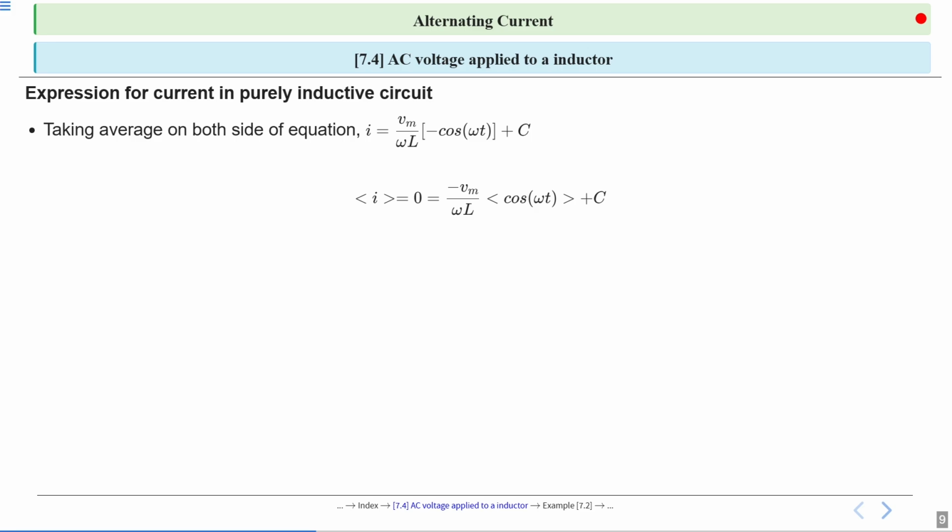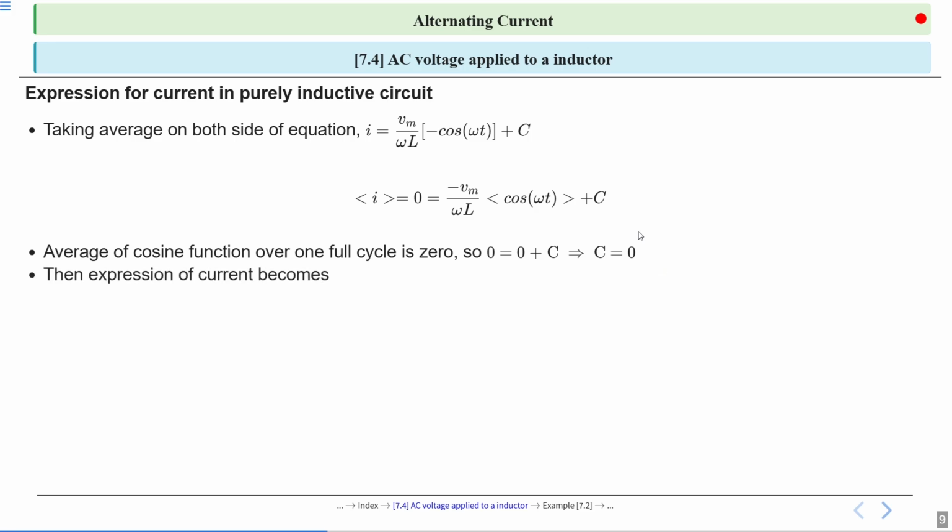Okay, so the average of cos omega t, the average of the cosine function over one full complete cycle, is 0. So the average current is 0. This cos omega t is also 0, which means this term will also become 0. So 0 equals 0 plus C, so C is equal to 0. So C, the constant of integration, came out to be 0.